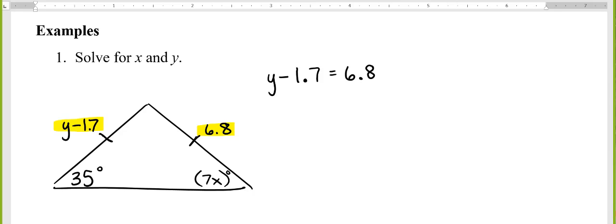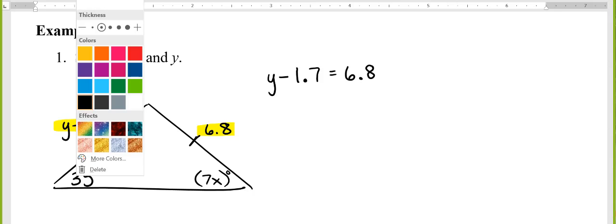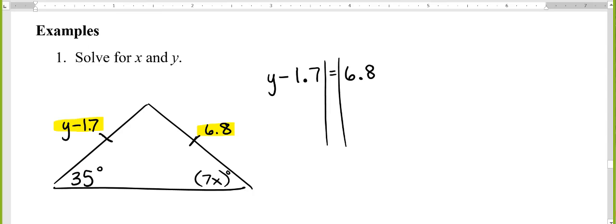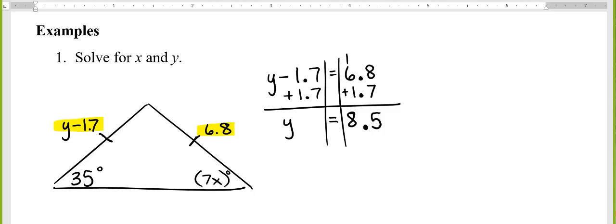Now let's solve for y. I need to add 1.7 to both sides. When you're adding decimals, don't forget to line up your decimal point. 8 plus 7 is 15. 6 plus 1 is 8. So y is equal to 8.5.